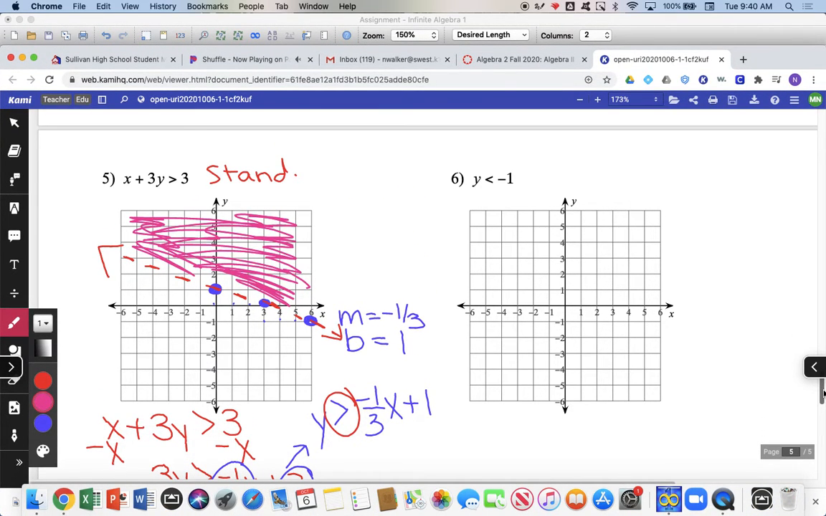There we go. On this, y is less than negative 1. All right, y is negative 1. All right, what variable are we missing? All right, we're missing our x. So, which way are we going this time? We're going vertical. All right, or horizontal. I can't talk. Hey guys, what type of line? Dotted or solid? It's a dotted line or a dashed line.